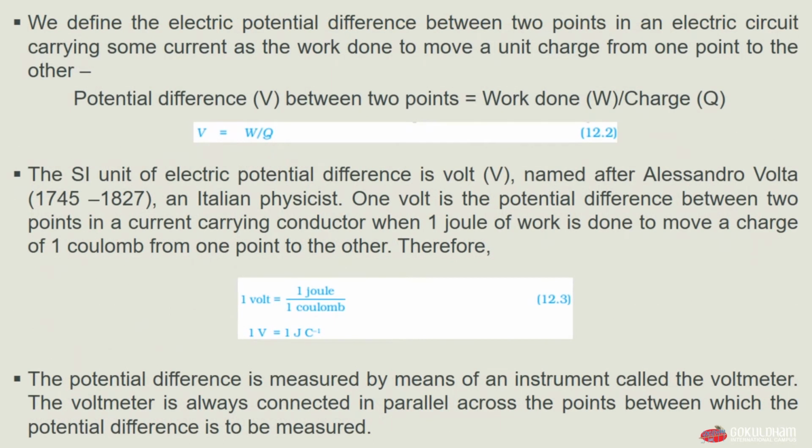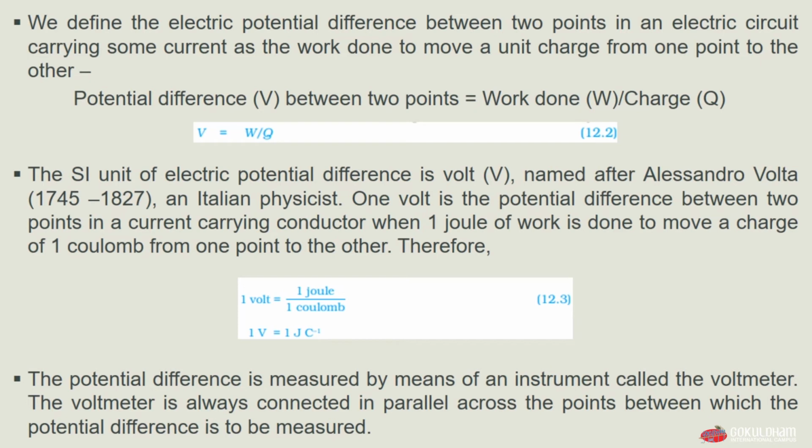Now we'll define potential difference. We define the electric potential difference between 2 points in an electric circuit carrying some current as the work done to move a unit charge from one point to the other. So potential difference V between the 2 points is equal to work done per unit charge. We say V is equal to work done W divided by charge Q, which is our equation 12.2.